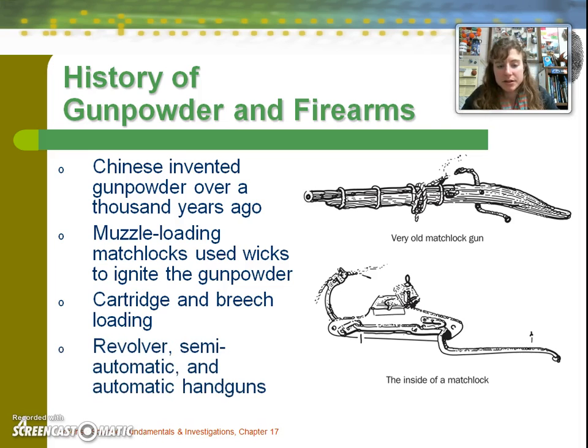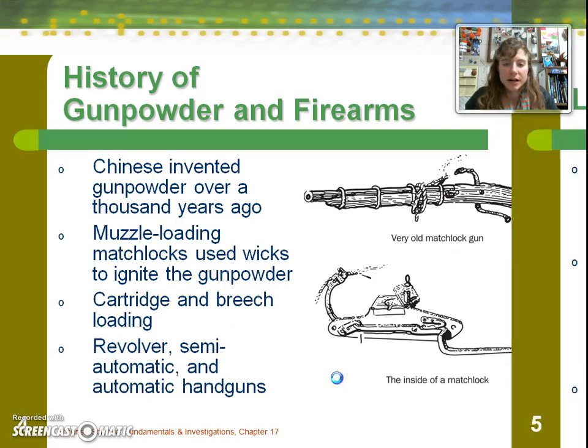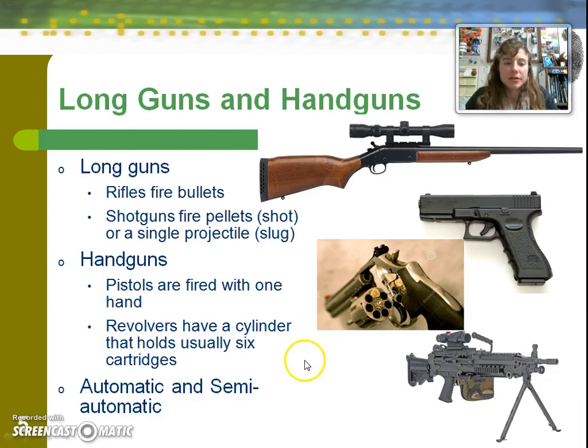Okay. And there are several distinctions of firearms. We'll look at these different categories here. Long guns would include rifles as well as shotguns. A shotgun fires pellets in the form of a shot, or a single projectile called a slug.